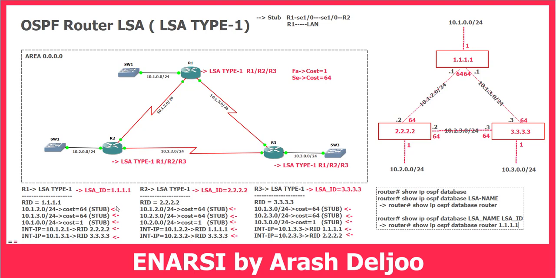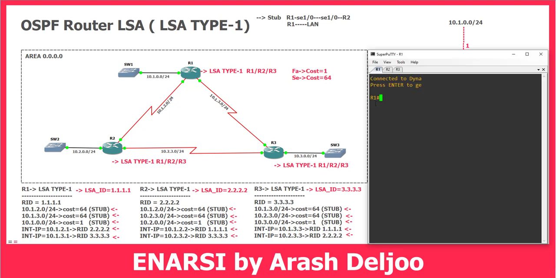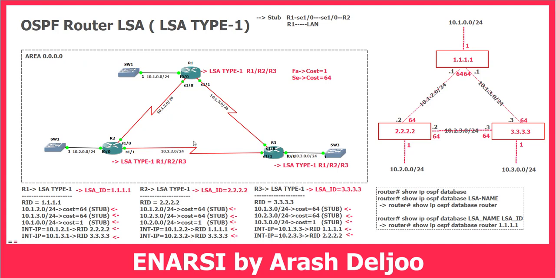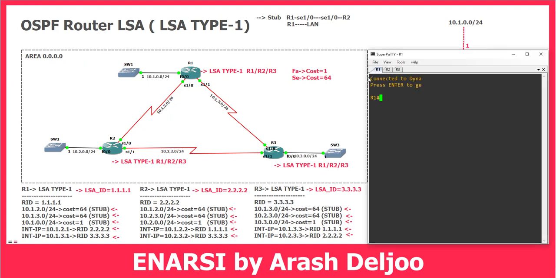Now, let me implement this scenario and verify all of the contents I have explained until now. It is so easy. Look at here. We have router 1, router 2, and router 3. Let me show you the labels of each interface. Okay, first we should configure this scenario.